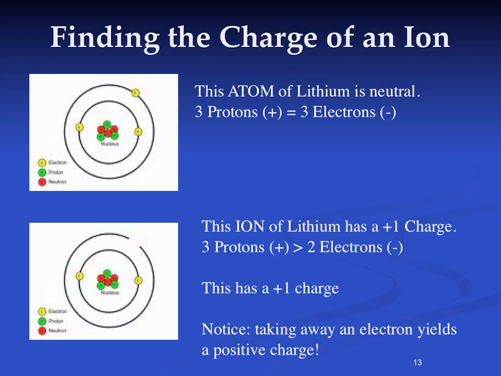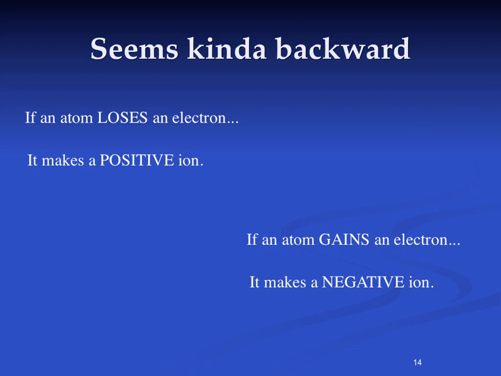Notice in this case that when you take away an electron, you get a positive charge. A common mistake is to have that idea backwards, that taking away an electron should give a negative charge, but in fact that's not the case. If an atom loses an electron, it makes a positive ion. But if an atom gains an electron, it makes a negative ion. Remember, those electrons are negative. If they bring their negative charges to the atom, it becomes a negative ion.